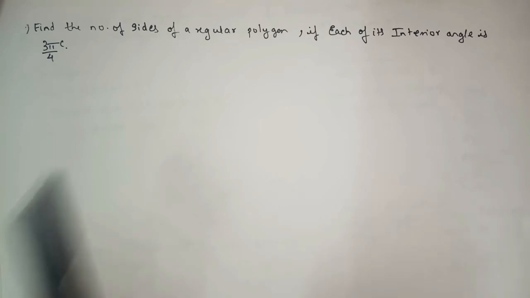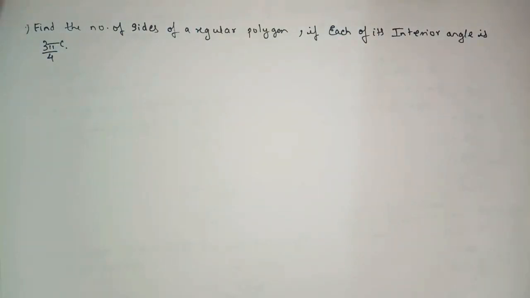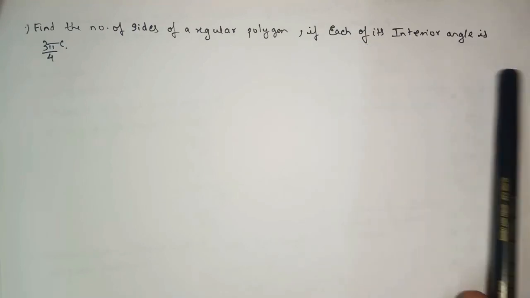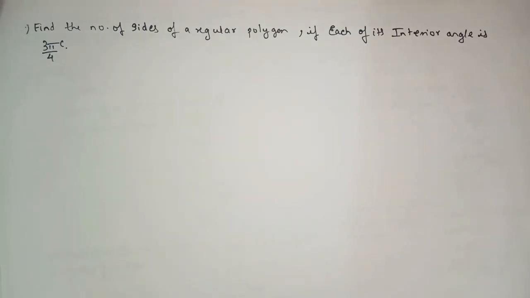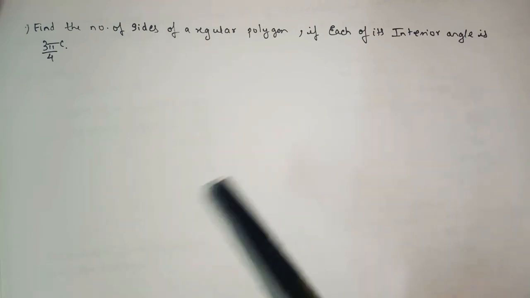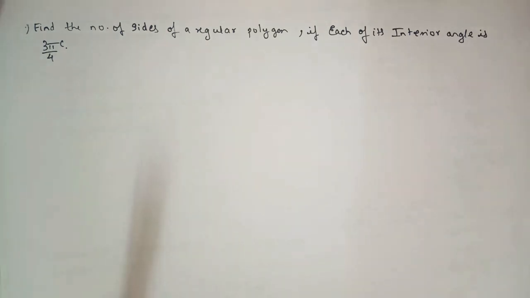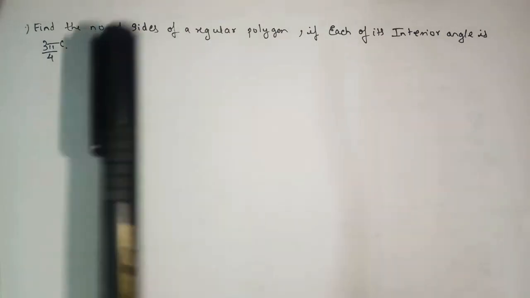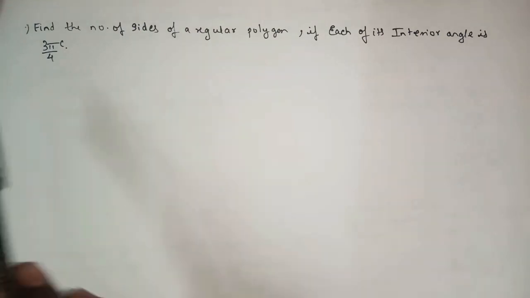So here now we'll see how to find the number of sides for a regular polygon, if the interior angle is given. Here we have 3 pi by 4. In the previous sum we saw how to find the exterior and the interior angle with respect to the number of sides. Here we have to find the number of sides. So we don't know the shape.